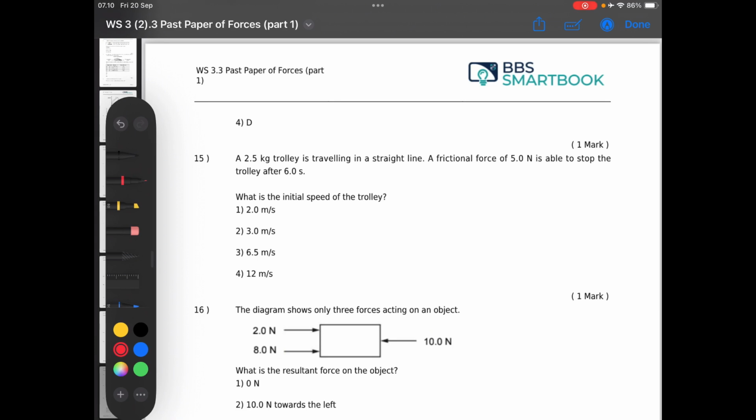The next question is question 15. If you have this kind of question which contains many numbers, it's better to analyze each number. So like this one, this is actually mass because the unit is kilogram, and this one is the force, and this one is the time.